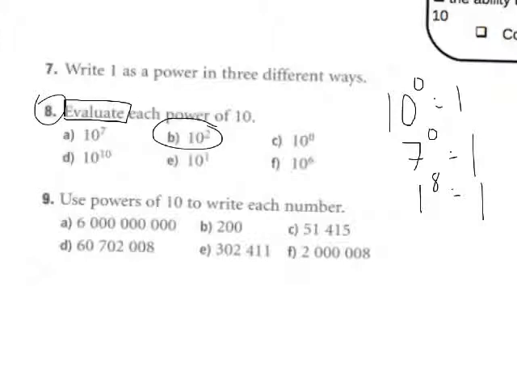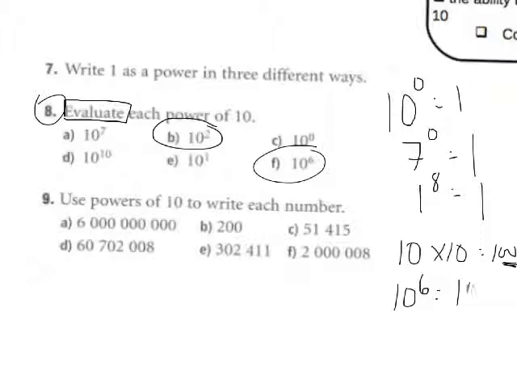10 to the power of 2 means 10 times 10, which is 100, or 2 zeros. 10 to the power of 6 would have 6 zeros, so 1 and 6 zeros. So that would be 1 million.